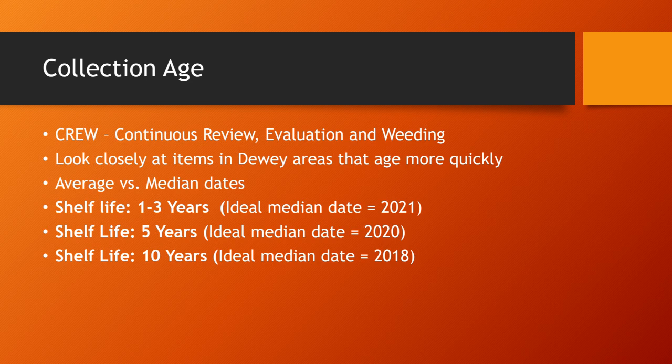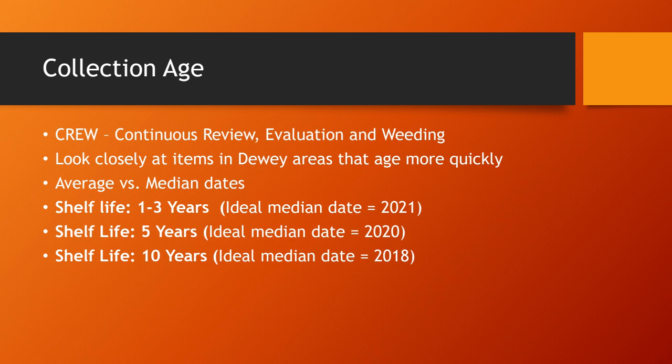Okay, so as I mentioned earlier, we use the CREW method when looking at collection age. CREW stands for Continuous Review, Evaluation, and Weeding. It was developed by the Texas State Library and Archives Commission, and it provides guidance on how to remove outdated and no longer useful materials from a library's collection.